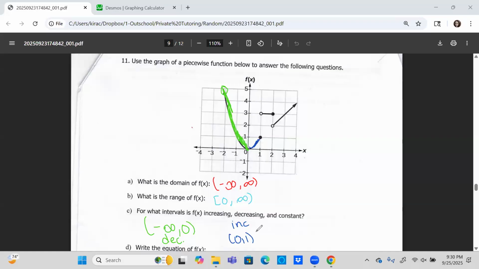Always soft parentheses on here. And you're looking at the x values. We are constant from 1 to 2 because you're just walking straight. And then back on up, up, up, up, up forever. So increasing from 2 to forever.